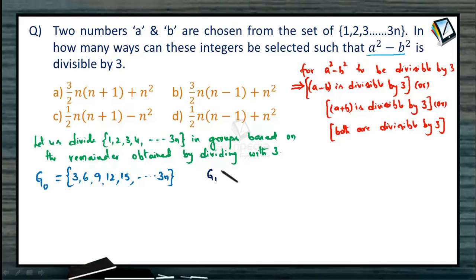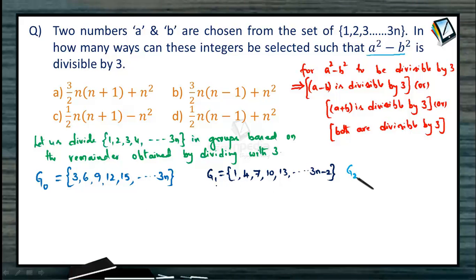There will be another group called G1, such that every number in this group leaves a remainder 1 when divided by 3. We are talking about 1, 4, 7, 10, 13, and so on up to 3n minus 2. There will again be n such numbers in this group G1.